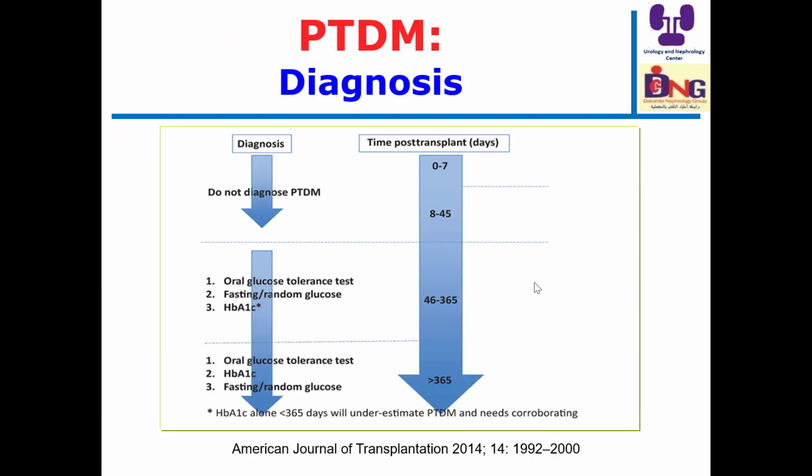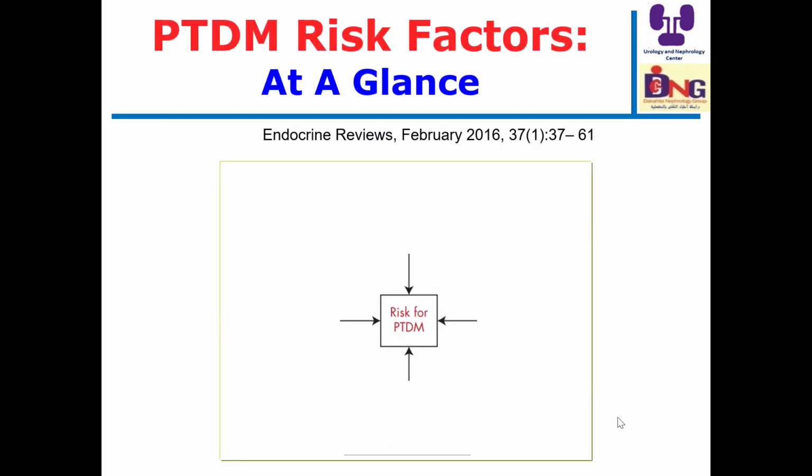This is a very important, crucial statement. If we have hyperglycemia within the first 6 weeks after transplantation, we should consider this as transient hyperglycemia. If it continues beyond 6 weeks or is diagnosed after 6 weeks, we can say post-transplant diabetes mellitus. In the first period after transplantation, we depend upon plasma glucose. After that, we can depend on this triad, keeping in mind that A1C alone within the first year will underestimate post-transplant diabetes and needs help from other laboratory tests.